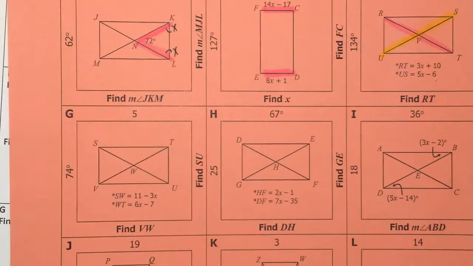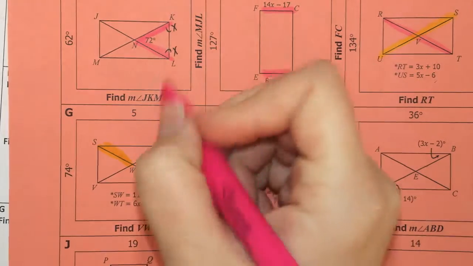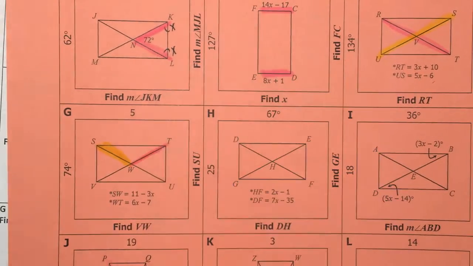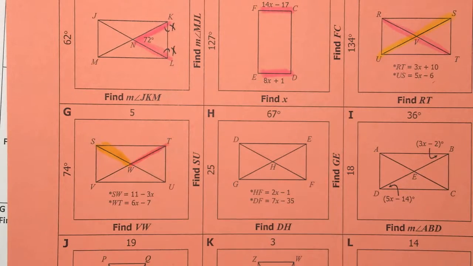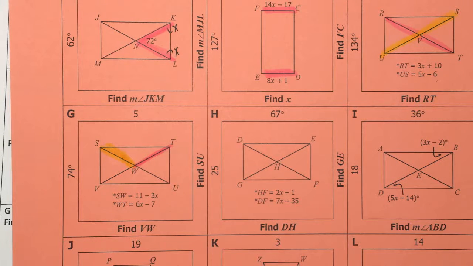All right, let's look at G. This gives you SW and WT. What do we know about those halves of a diagonal? They are congruent. So what would you do with the two links? Set them equal. Fantastic. You need to hustle up and finish, and then we're going to talk about how to cut it. Ready, set, go.